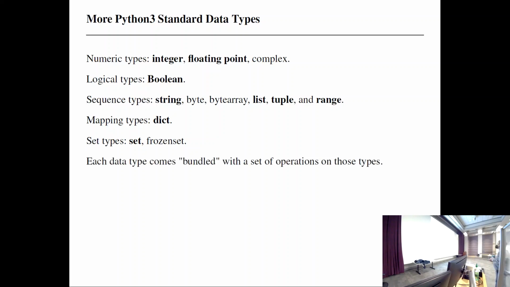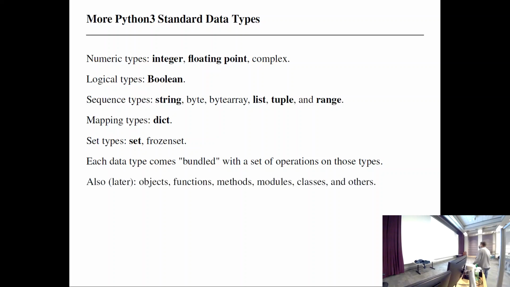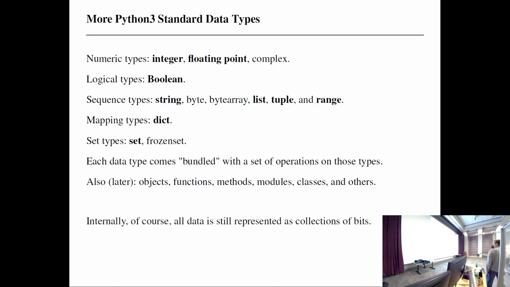And each one of these data types comes bundled with its operations on those types. So as we go through the types, I'll introduce those operations. We'll see how they work, and you'll get some familiarity with building programs that basically directly manipulate data. Later, we'll talk about more complicated types. We'll talk about objects, functions, methods, modules, and classes. These are all abstractions of types. It's this whole hierarchy of types. We'll start with the built-in ones, and we'll talk about the other ones later.